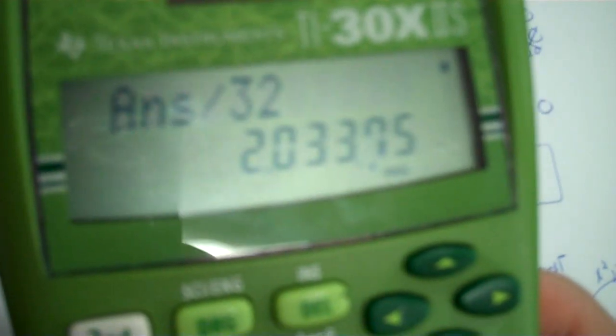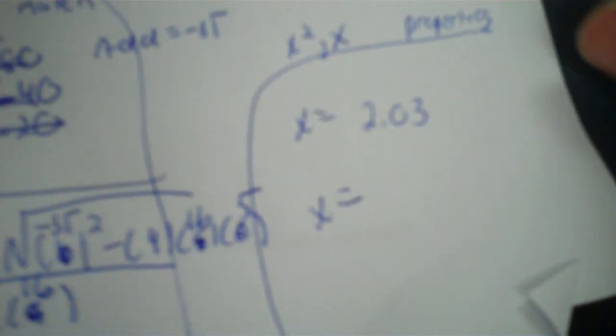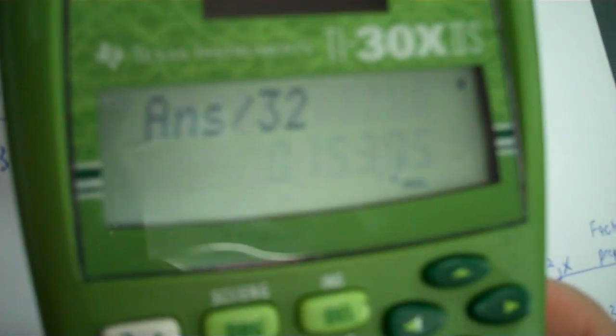So 35 plus 30.08, click equals, divide by 32, 2.03. I take 35 minus 30.08, click equals, divide by 32, 0.15. Now you want to put the 2.03, because we're interested on the way back down.